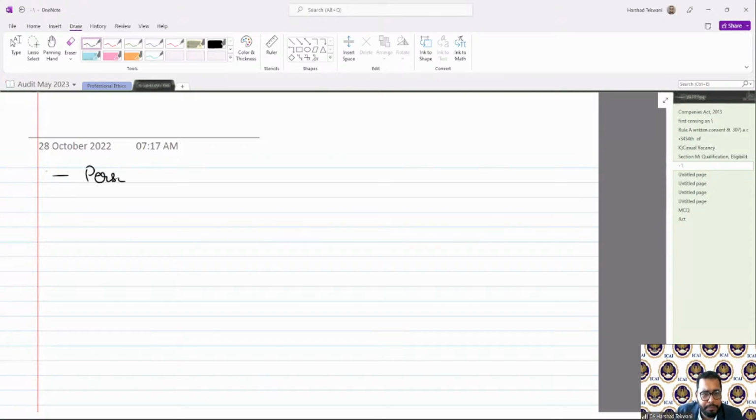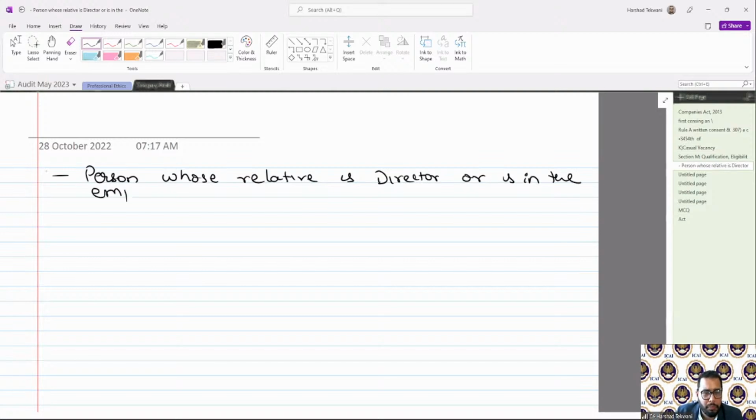So a person whose relative is a director or is in the employment of the company as director or key managerial personnel. Basically, if the relative is a director or KMP of the company, then that person will not be eligible. So if Mr. X's relative is a director, Mr. X will not be eligible for appointment as an auditor.